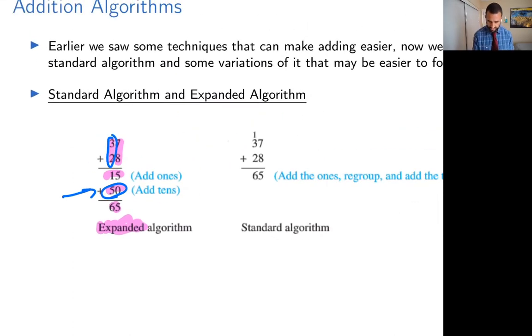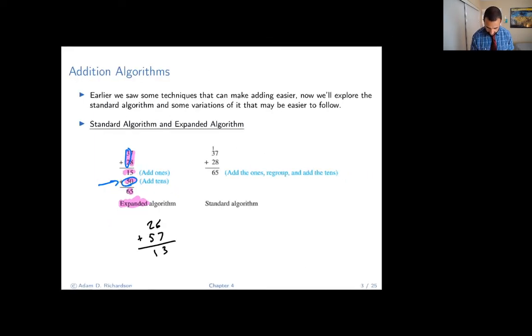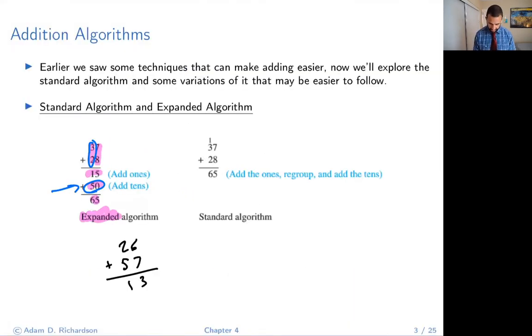We can do another one. It's not that hard. How about we do something like 26 plus, we'll say 57, okay? All right, so we're going to add those up. What's 6 plus 7? 6 plus 7 is 13, right? So we're just going to write 13 below. That's all we're doing. We're just writing 13 below.